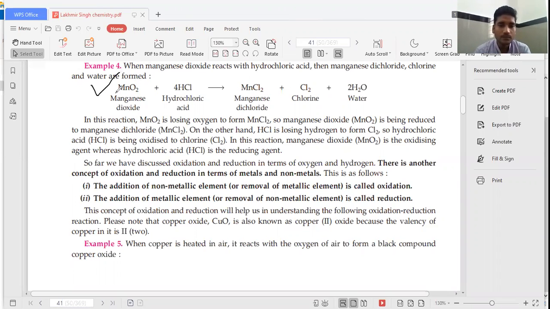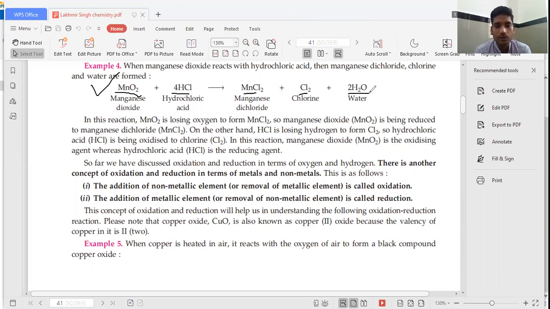Clear? I was telling you about manganese dioxide, MnO2, which reacts with HCl to give manganese chloride, and chlorine gas is released. And what is happening here? H2O, right? Water is also produced. So when you have just two reactants and two products, it is very easy for you to mark where oxidation and where reduction is taking place. But for this particular reaction, you must have some deeper knowledge.